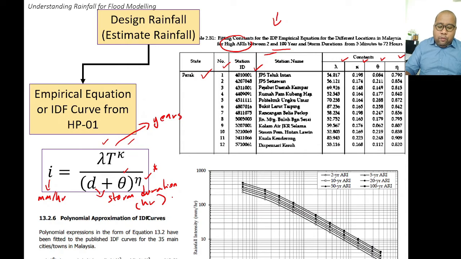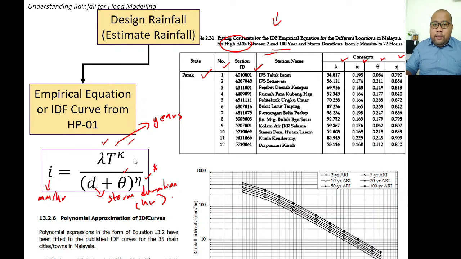And then if you don't want to use the empirical equations, you can refer to the IDF curve. You can see the horizontal axis is the storm duration in minutes, and here is the rainfall intensity in millimeter per hour. And then you have several lines for the return periods. So this one is for the latest HP01 2015.